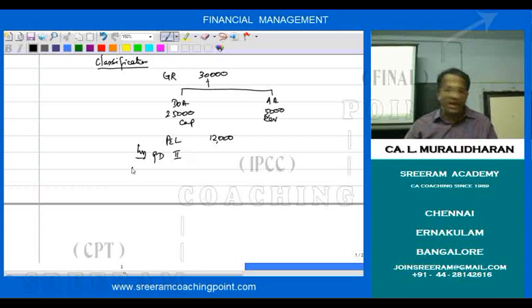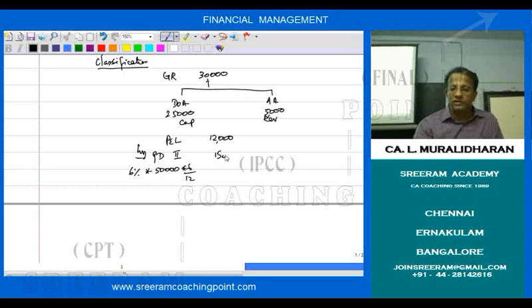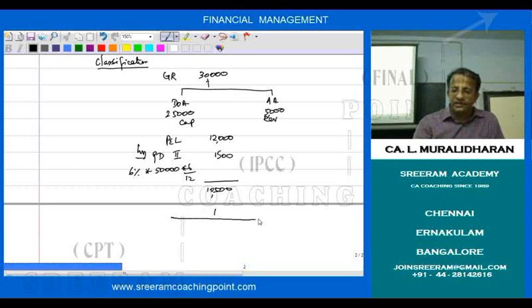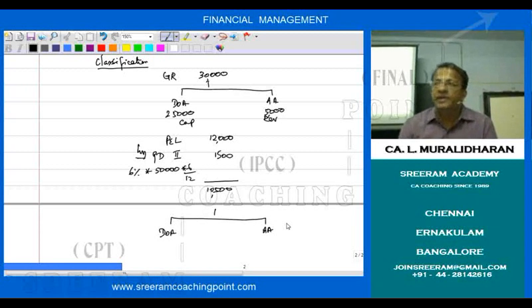First half already paid. So 6% on how much? 50,000 for 6 months period. How much does it come to? 1,500. So the profit attributable to equity shareholders is 10,500. Correct? This we have to identify as date of acquisition and after acquisition. This is to be distributed as date of acquisition and after acquisition.